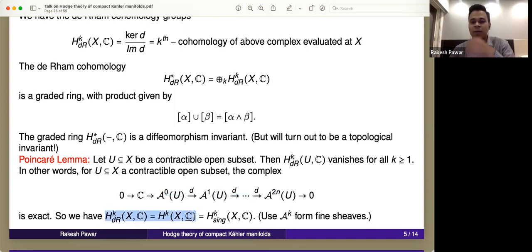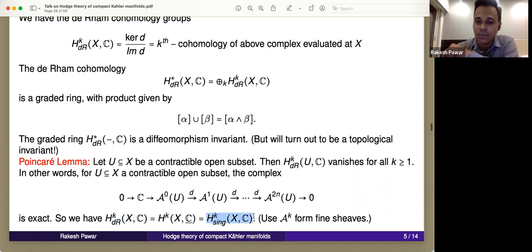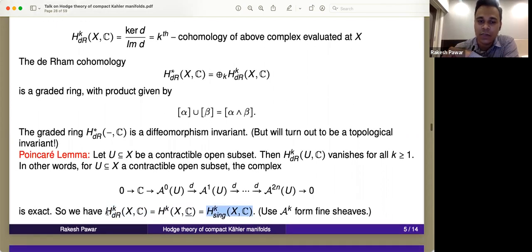And there is a separate argument to show that the singular cohomology of X, which is defined in terms of topological singular chains and so on, complexified singular chains, will agree with the sheaf cohomology of the constant sheaf. Okay, so this is a separate argument. So what we can do by this is that de Rham cohomology will identify with the singular cohomology. And now this is a topological invariant. That's how the de Rham cohomology is a topological invariant.